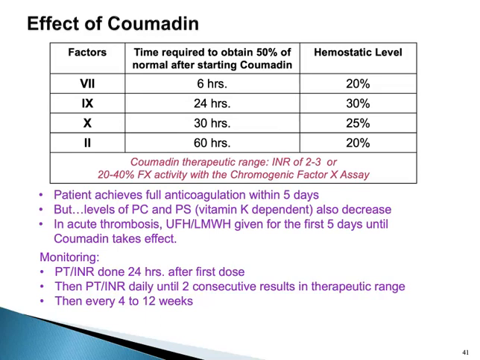So how do we monitor once we put the patients on coumadin? Well, you will monitor the PT and INR at first 24 hours after the first dose, then the PT and INR daily until 2 consecutive results are in the therapeutic range. So let's say an INR of 2 to 3. And then once you get to that range, you can monitor using the PT and INR every 4 to 12 weeks until the patient is done with the therapy.